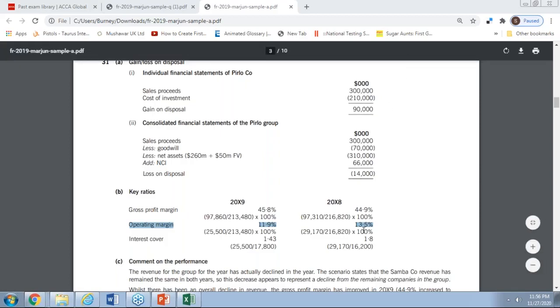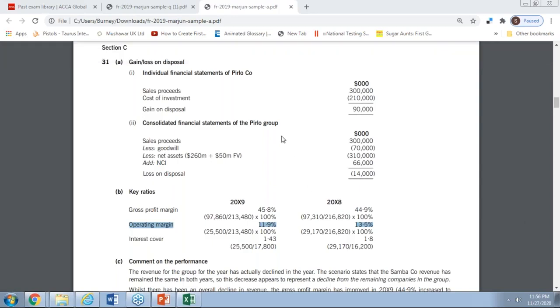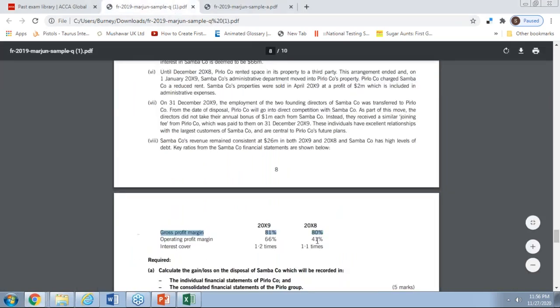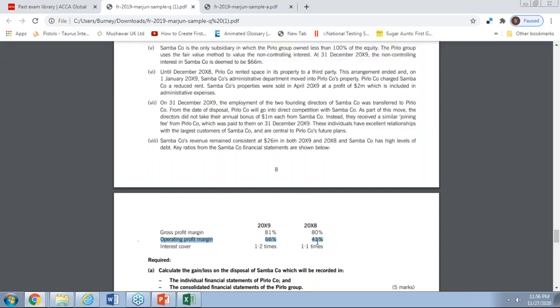Second thing is the operating profit margin of the company has decreased, whereas you can see the Samba company's profitability has increased over the period. So why has Samba company's profit increased over the period? Can you tell me why Samba company's profit has increased over the period?